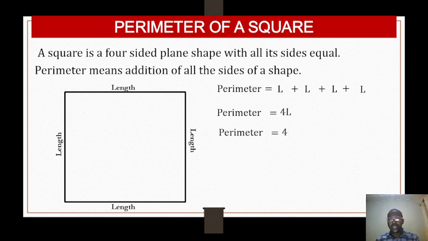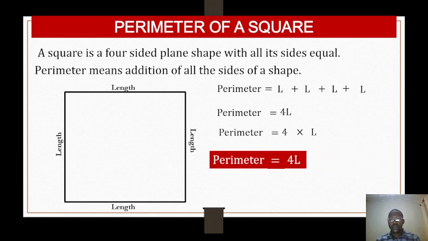So we can also write it as 4 times the length. It doesn't change anything, because 4 times L is the same thing as 4L. For us to have it in a bold form, that's why I put it that way. Perimeter equals 4L. Now that we know the perimeter formula of a square, let's take some examples.